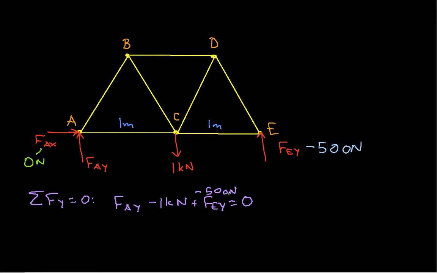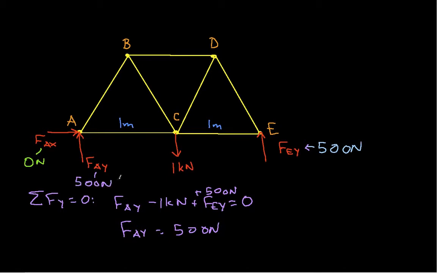No, that should be 500 newtons. This is an arrow, not a negative sign. Okay, something was going to be terribly wrong there. We can solve this then for FAY to get FAY is equal to 500 newtons. Okay, so FAY is 500 newtons as well.